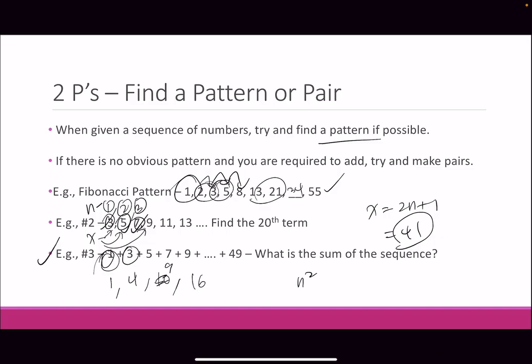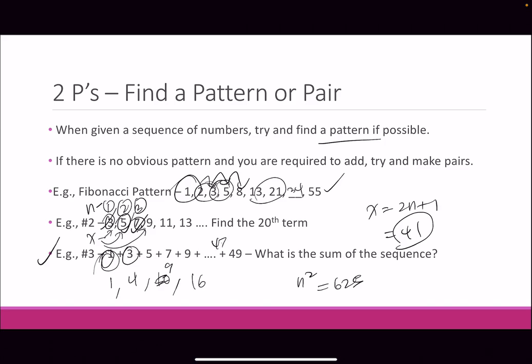So addition of the first 2 terms is going to give you 2 squared. Addition of the first 3 terms is going to give you 3 squared. Because there's 25 terms here, 1 to 49 is 25 terms, just like 2 to 50 is 25. n squared will be 25 squared. So it's going to be 625. Another way you could have gone about it is to make pairs.